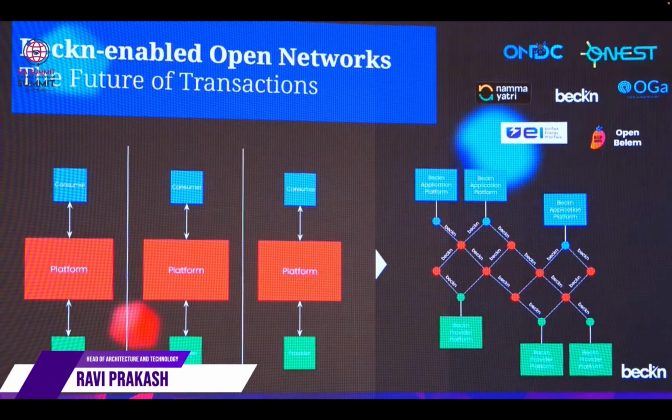And this allows for building resilient, decentralized, distributed networks with no single point of failure, where anybody on any application can transact with any other guy on any other application, right? So currently open networks enabled by Beckn protocol are seeing millions of transactions, especially in India and across the globe. There are several initiatives in Brazil and in Africa and in Europe as well, right?